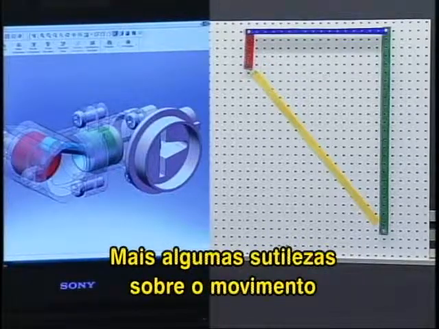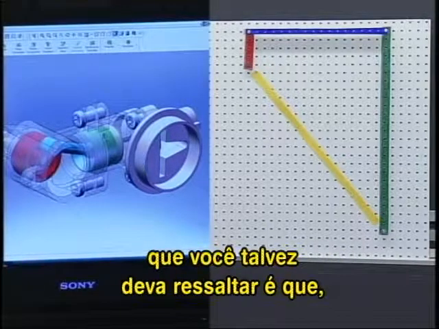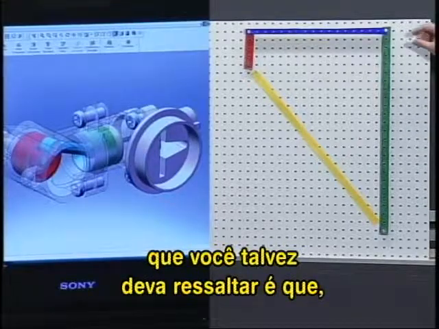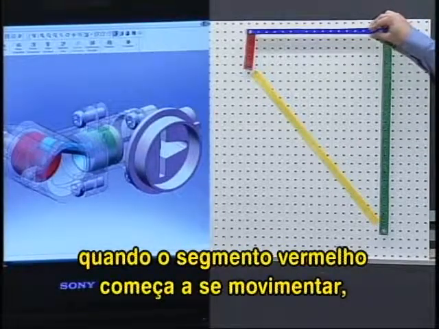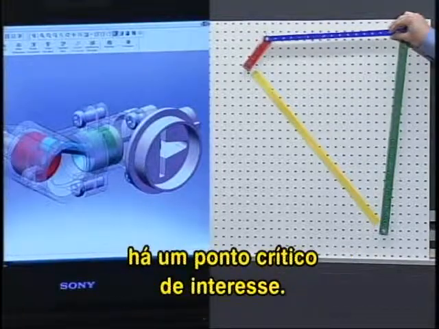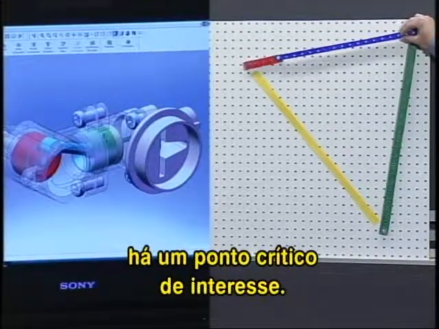A few more subtleties about the motions that you might want to note are that as the red link begins to go around and around, there's a critical point here which is of interest.